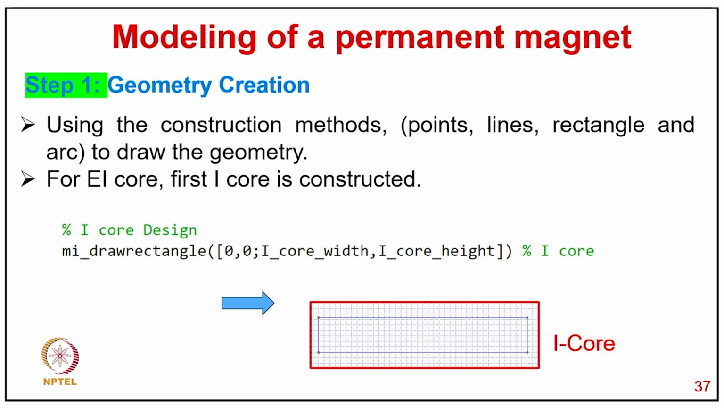And then typically using the construction methods, point and line, to draw the EI core. First the I core is to be constructed. So for the I core, you can just see in the code how the I core is created, as shown here with the diagram.